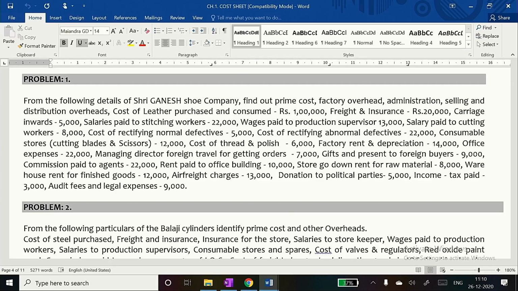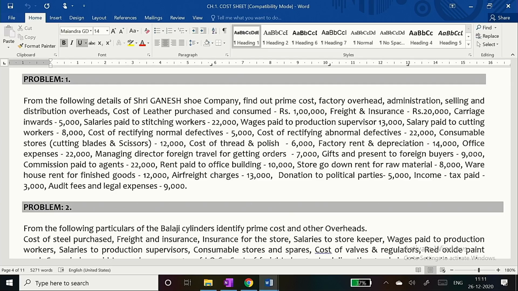Suppose 1 hour, while this gentleman is going back on the scooter, a puncture takes place. So he gets stuck for 1 hour. That is an abnormal cost, because this will not come again and again. That is the concept of normal loss and abnormal loss. Normal loss is a part of the cost. Abnormal loss is to be charged to costing P&L account, not to be included in the costing. Okay.